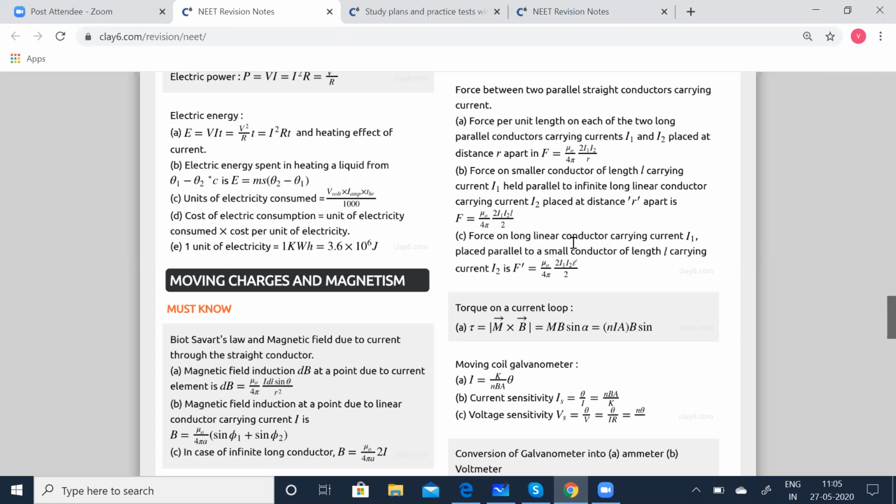Force on a long linear conductor carrying current I1 placed parallel to a small conductor of length L carrying current I2 is given by F dash is equal to mu 0 by 4 pi into 2 I1 I2 L by R.